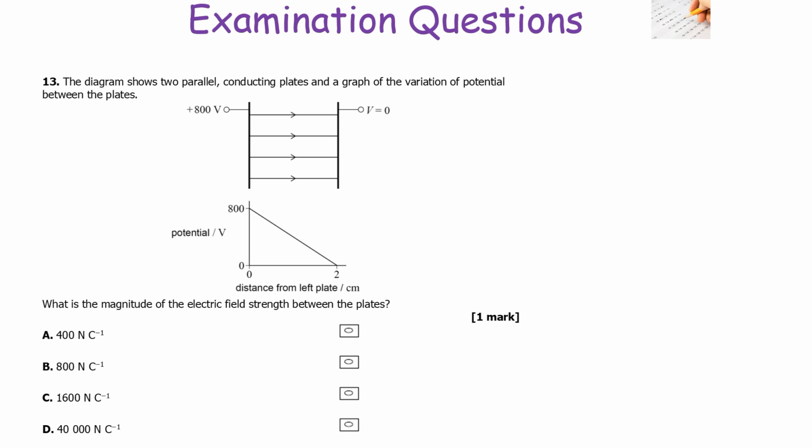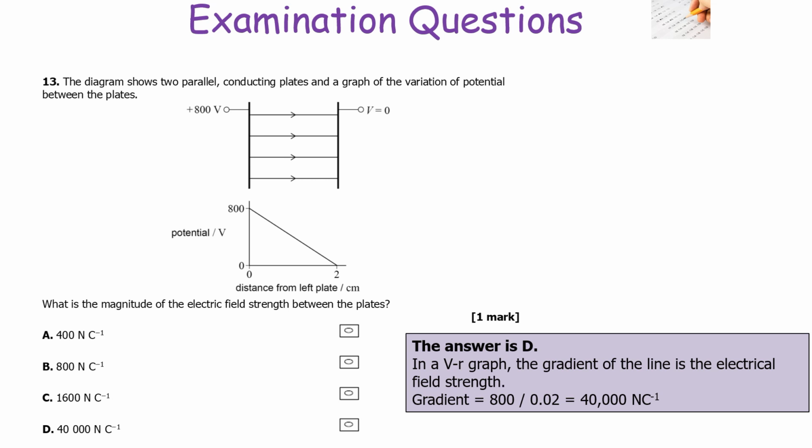Right, you should be aware that in a VR graph, the gradient of the line is the electrical field strength. So when you're using our VR graph, we can work out our gradient, because it's going to be the change in y, which is 0 to 800, divided by the change in x, 0 to 0.02, because we're working in meters, remember, and the graph is given in centimeters. So therefore it's 800 over 0.02, which is 40,000 newtons per coulomb.